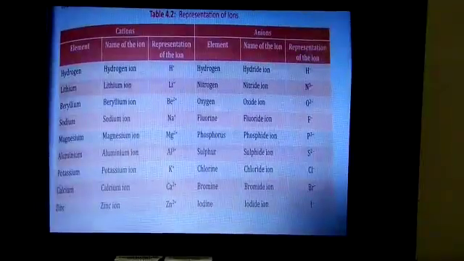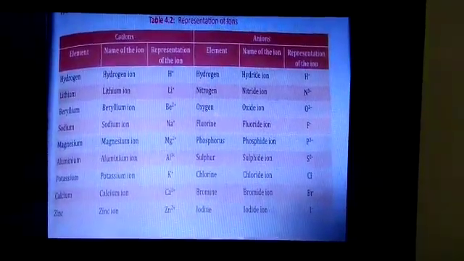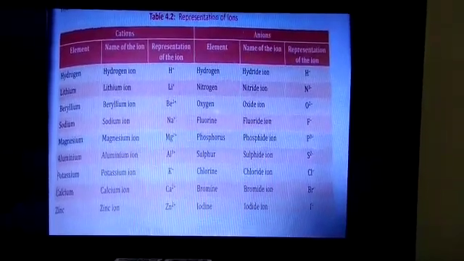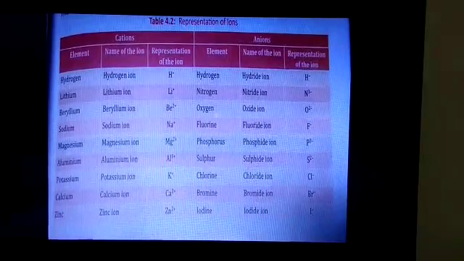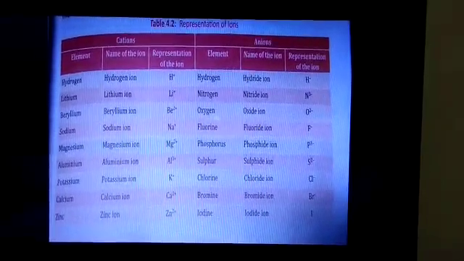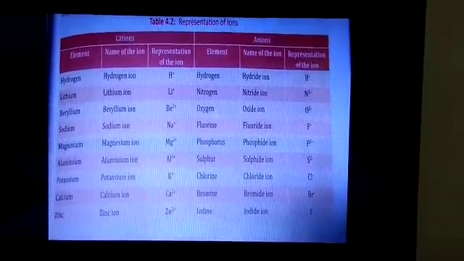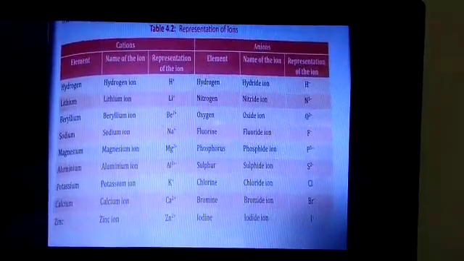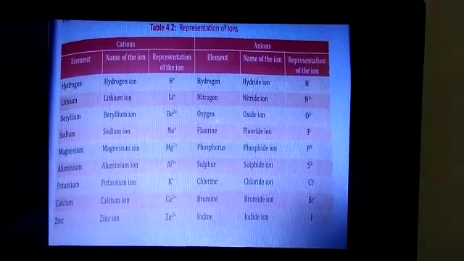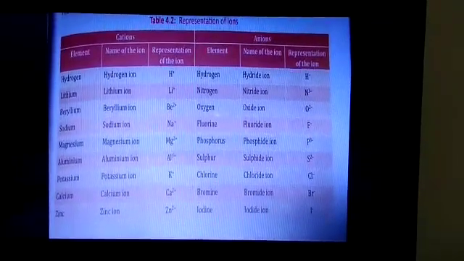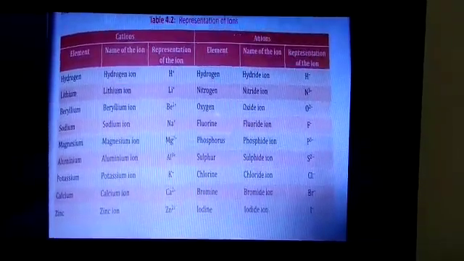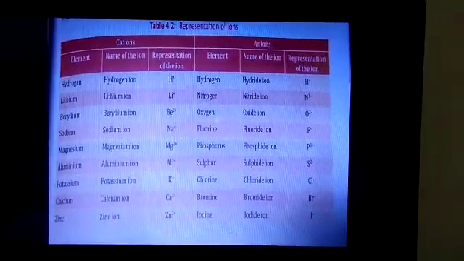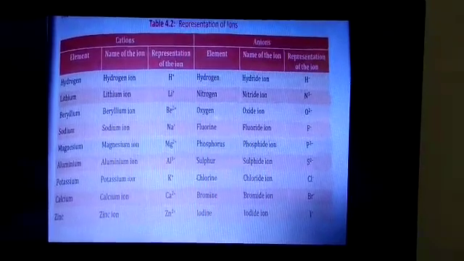You can see examples in this table. Hydrogen ion: the element is hydrogen, and the hydrogen ion is H+, an example of a cation. Similarly, for anions: hydride ion, H-, nitride ion, N3-, oxide ion, O2-. So these are examples of cations and anions. This table is also given in your book.